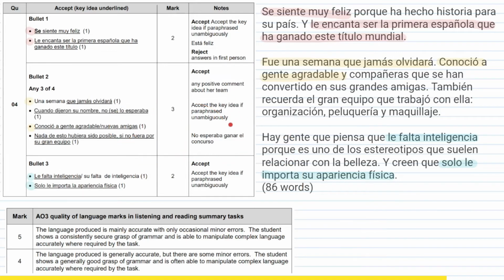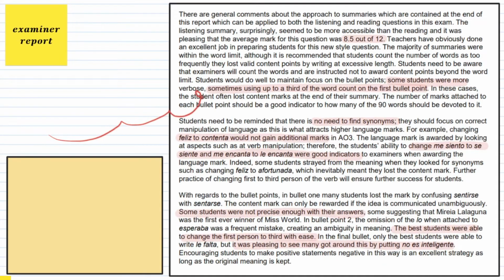Let's now look at the examiner report specifically for this question, and then we'll discuss general tips for the listening summary. Firstly, I think it's important to note that the average mark for this question was 8.5. That seems quite good, I think. It says one mistake from students is writing too much for the earlier bullet points. And again, you don't need synonyms. They're just looking out for your ability to change stuff like me siento to se siente.